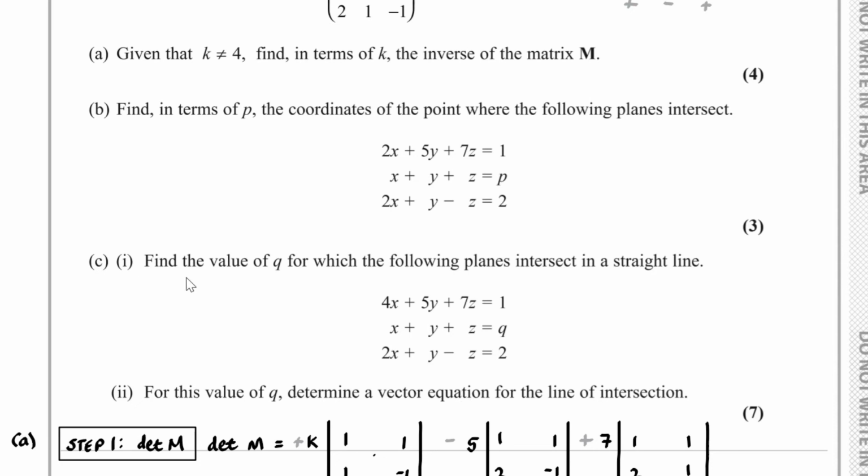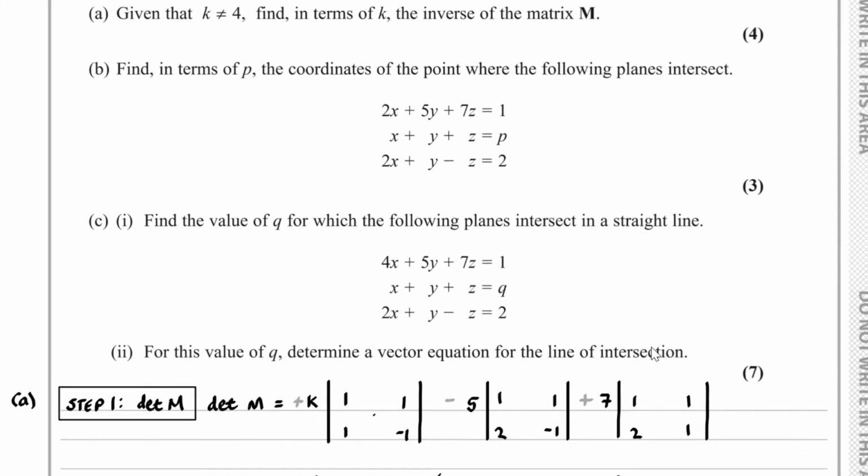For part C of the question, you have to find the value of q for which the following planes intersect in a straight line. We've got 4x plus 5y plus 7z equals 1, x plus y plus z equals q, and 2x plus y minus z equals 2. And for this value of q, we have to determine a vector equation for the line of intersection.